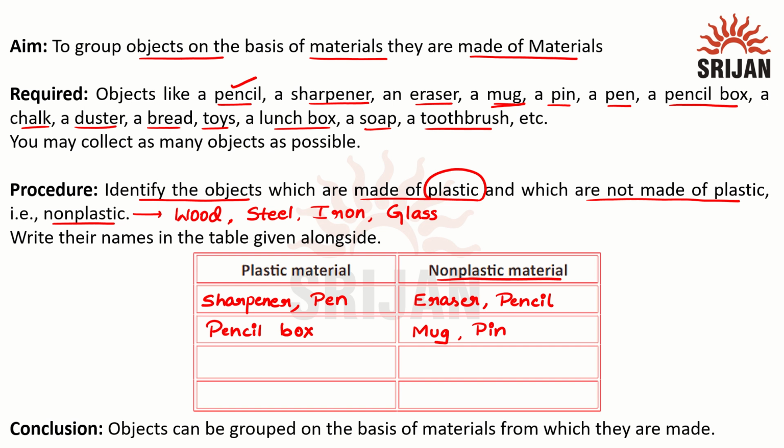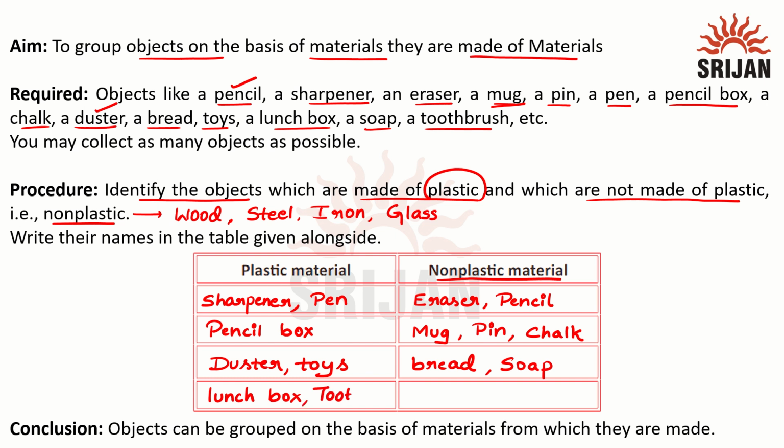Then we have chalk powder, that is non-plastic material. Then we have a duster. Duster, the outer holder will be plastic. Then we have bread, which is made up of flour, so it's not plastic. Toys can be made up of plastic. Our lunch box can be made up of plastic. Soap is not a plastic material. And at last we have toothbrush, which is made up of plastic.